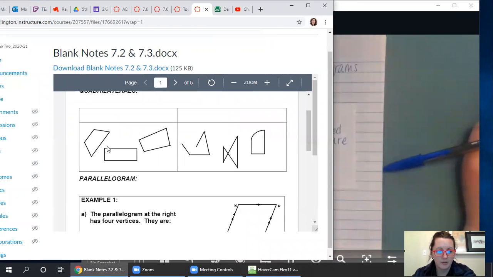These on the right, these are examples of quadrilaterals, four-sided figures. Notice that the types on the right are not quadrilaterals, because here we see we have a curved side. This is not a quadrilateral. Here we have some intersection points. This is not a quadrilateral. This is two triangles. And then here we don't even have a figure that's closed. So these are non-examples here. On the left, these are examples.